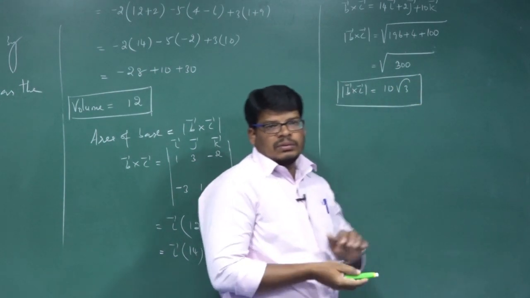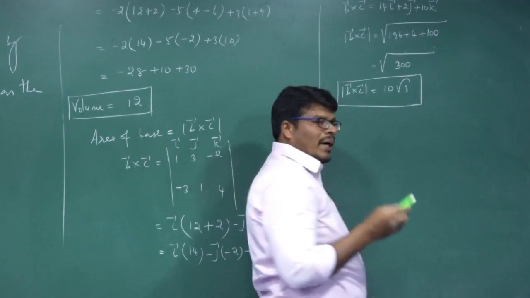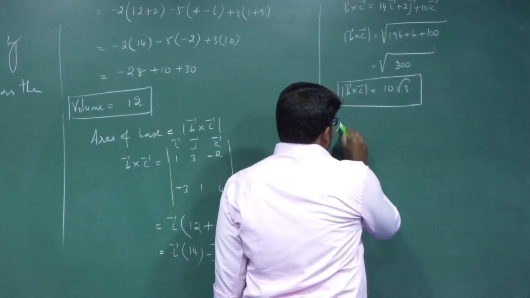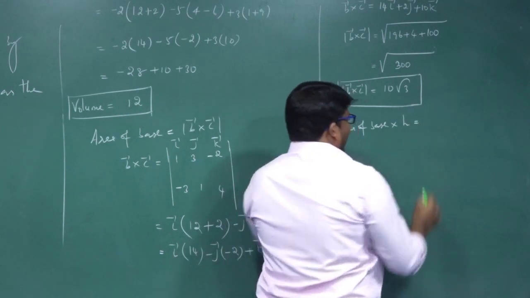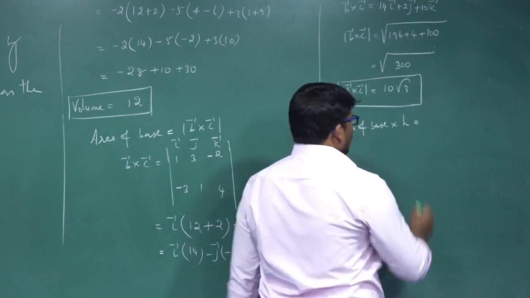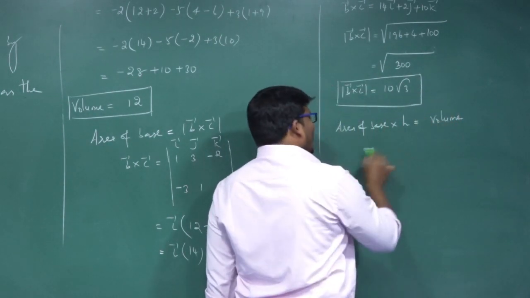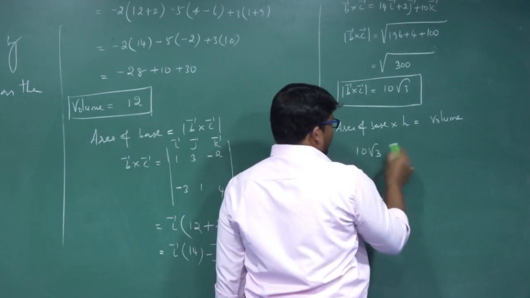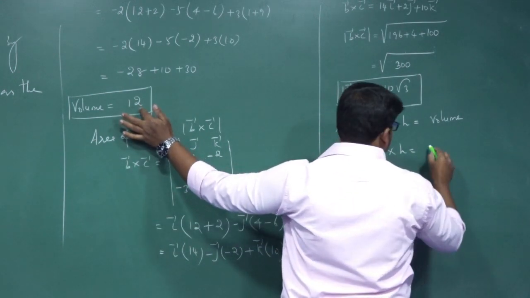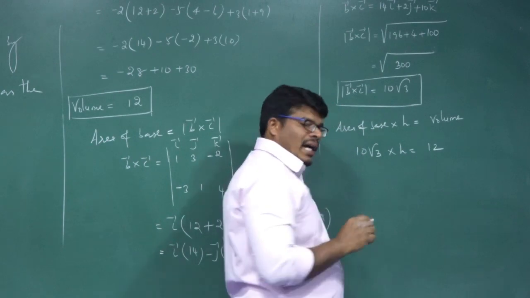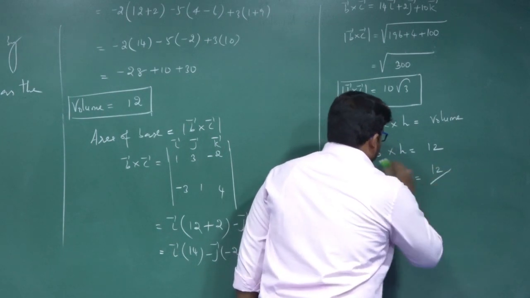Now find the altitude. Now find the altitude of the parallelepiped. Volume of parallelepiped is area of base into height; let h be the altitude. Equal to volume. Area of base is 10 root 3, into h, equal to volume, already found. Volume is 12 cubic units. Now find the altitude. Here h equal to 12 by 10 root 3.